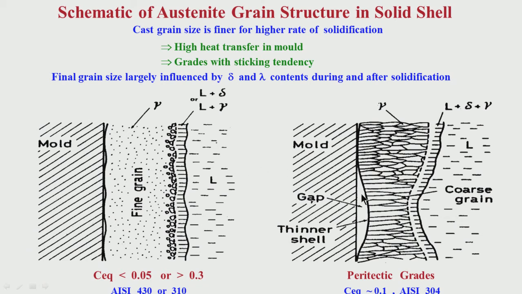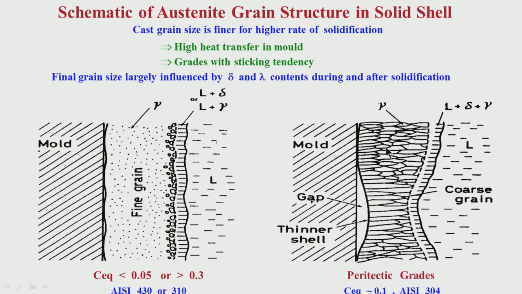Here in peritectic grades, friction is not an issue, here the issue is gap formation. Gap formation means the heat transfer is coming down. So, the powder characteristic and the slag characteristic will be such that this heat transfer has to be taken care of. Because of sticking, the friction has to be taken care of in the mold, and here because of the depression tendency, this heat transfer has to be taken care of in the mold.